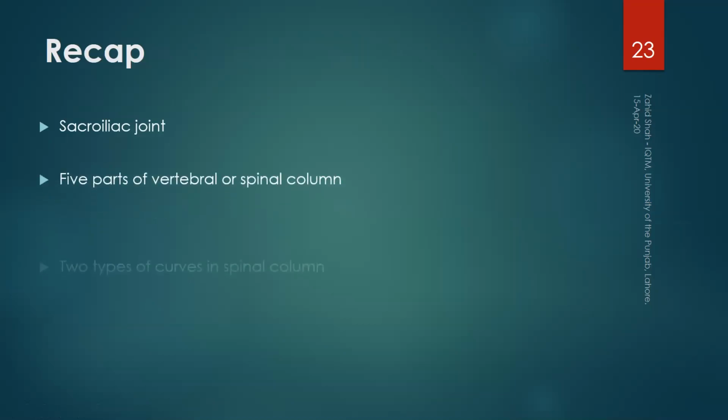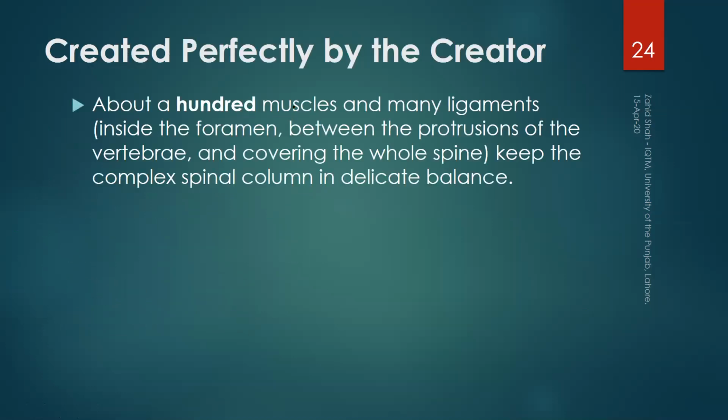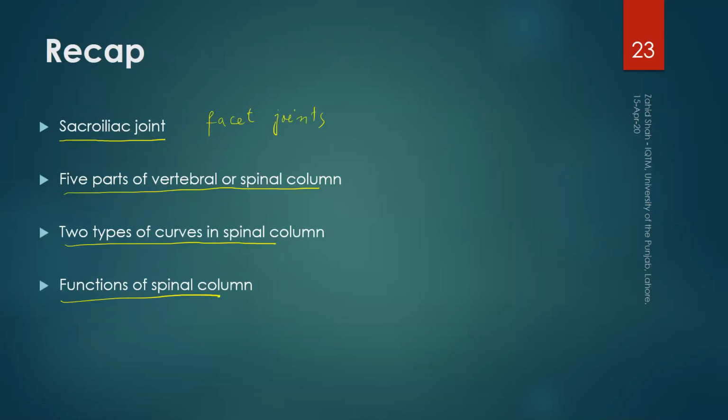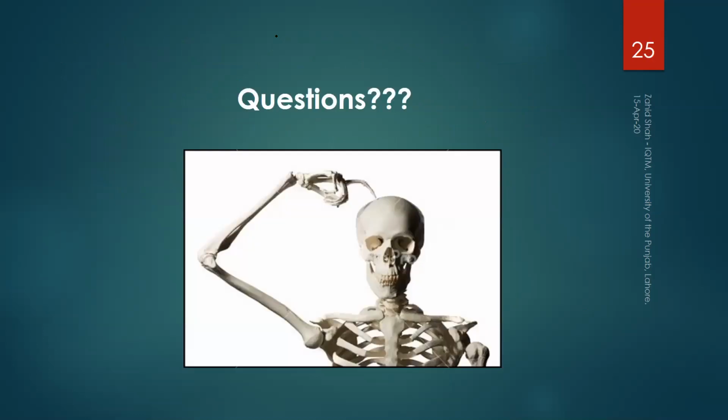So we discussed 5 parts of vertebral column and their designation, 2 types of curves, function of spinal column, and some joints like sacroiliac joint and facet joints as well. So I hope the structure of the backbone is clear to you. And finally, as a general knowledge, there are around 100 muscles and many ligaments inside the foramen between the protrusions of the vertebrae and covering the whole spine that keep the complex spinal column in delicate balance. So this structure is very complex.